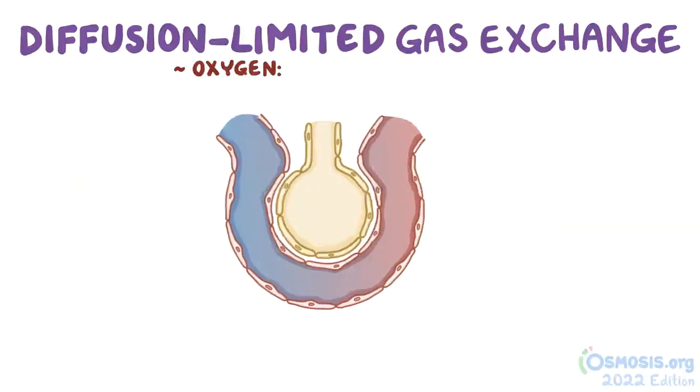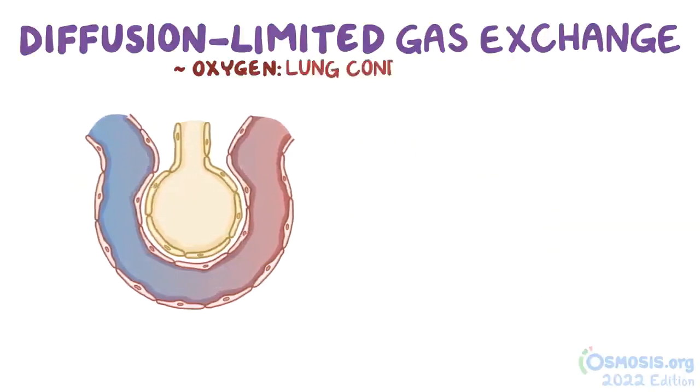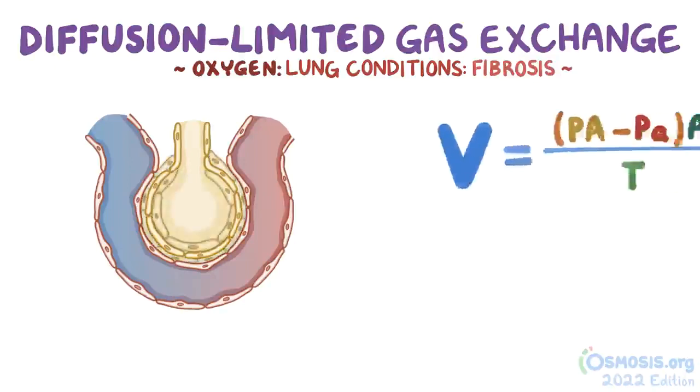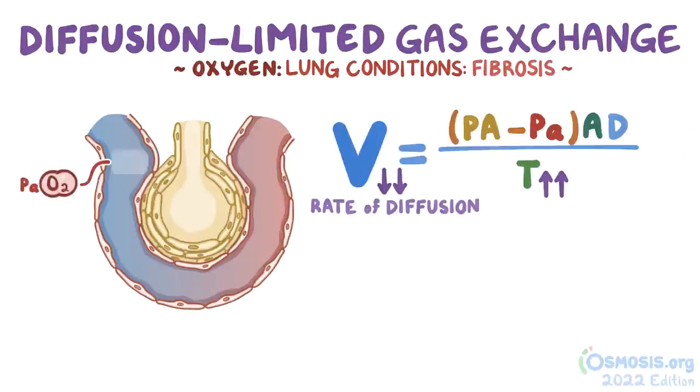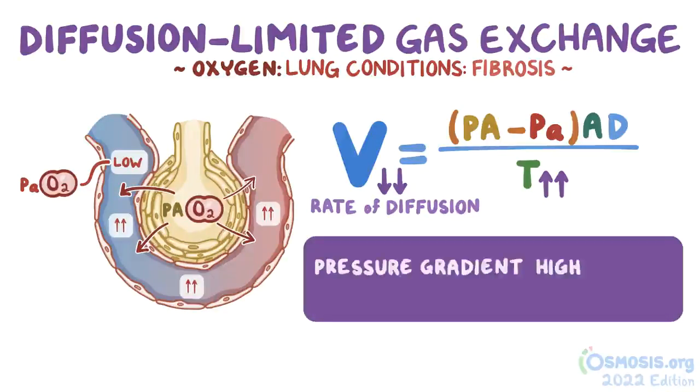Oxygen exchange is also diffusion-limited in the setting of lung conditions like lung fibrosis or emphysema. In lung fibrosis, the alveolar capillary wall thickens, and according to Fick's law, a thicker alveolar capillary membrane reduces the rate of diffusion, so it takes much longer for the partial pressure of oxygen in the blood to reach the partial pressure of oxygen in the alveolar sac. This means that blood flows through the entire length of the capillary with a pressure gradient in place that's high enough to maintain diffusion.